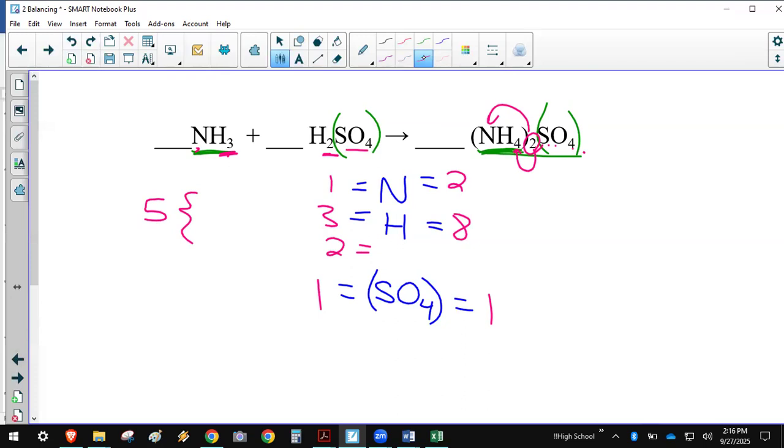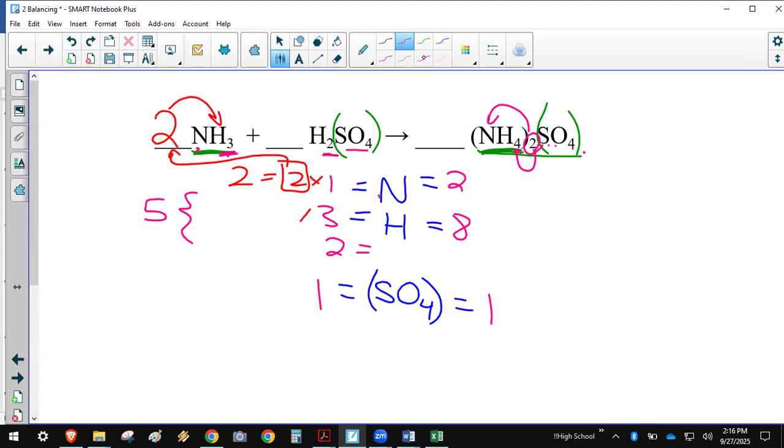So this one can look a little complicated and intimidating, but just start from the beginning, start at the top and work your way down. I need 2 nitrogens, so I'll put a ×2 here. And that 2 has to go next to this nitrogen on the left-hand side. And therefore the nitrogen on the left-hand side and the hydrogen on the left-hand side are also multiplied by 2.